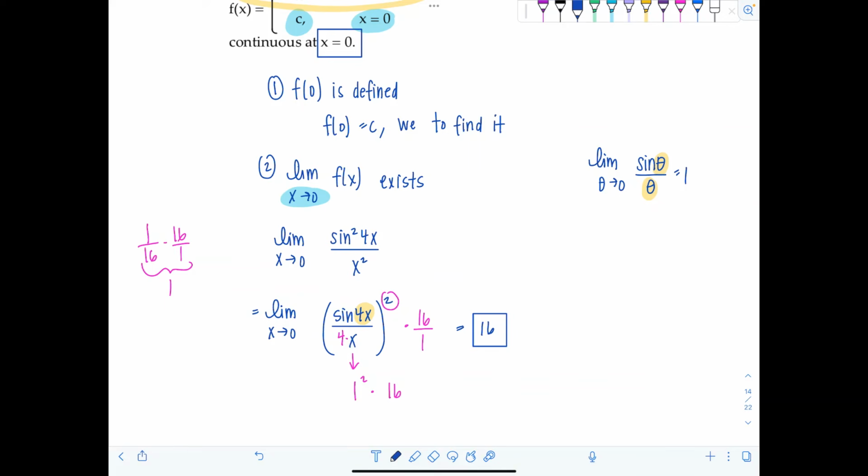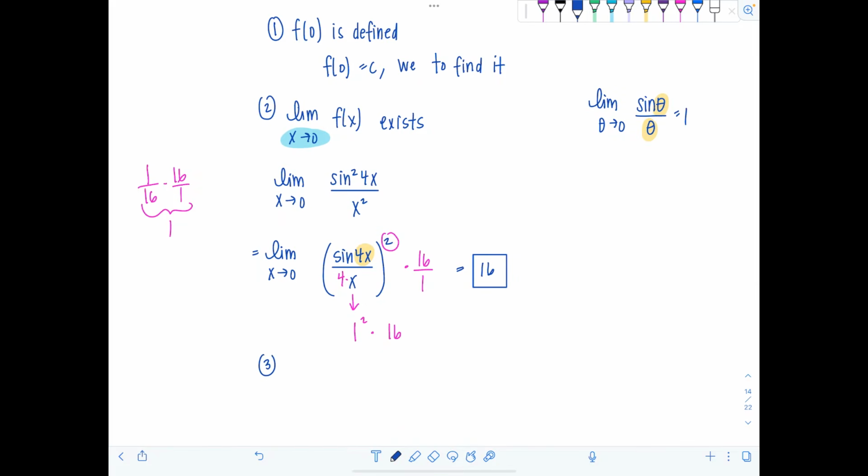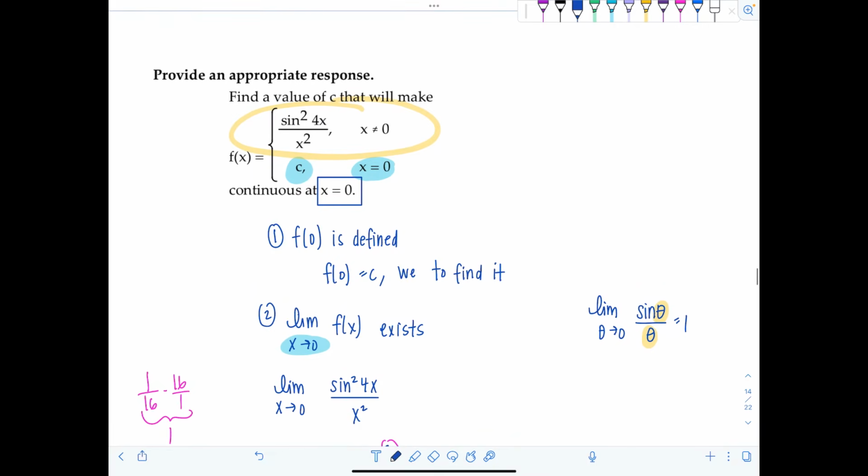Cool. So we found step 2 for verifying continuity at a point. The limit of the function f of x does exist as x approaches 0, and that limit is 16. So what's the third condition for continuity? That the function value needs to equal whatever the limit is. And since the limit is 16, then the function value f of 0 needs to be 16 also. And what they asked us to do was find a value of c that will make the function continuous at 0. So choose c to equal 16. So the problem boiled down to just finding the limit as x approaches 0.